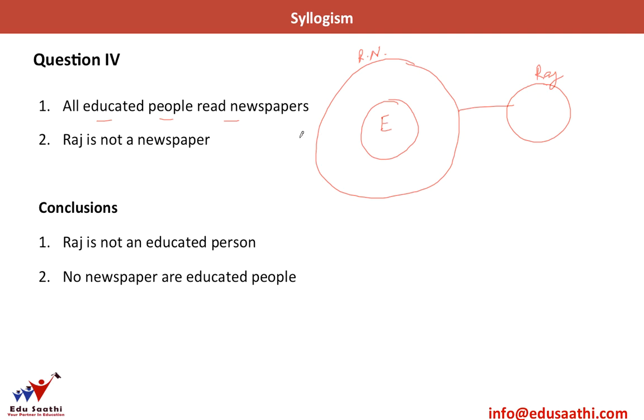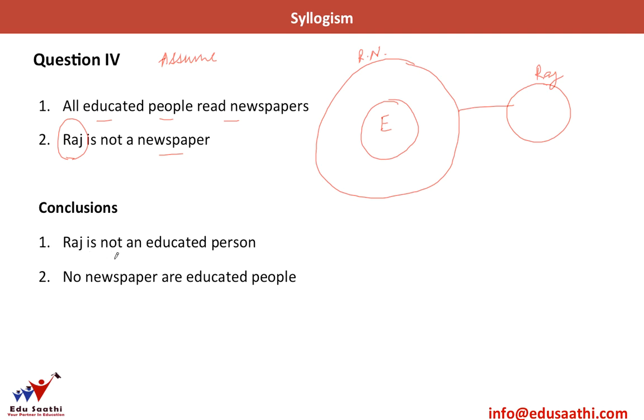Now I deliberately mentioned here Raj is not a newspaper because in the exam you generally get confused that Raj is the name of a person. How can he be a newspaper? And then you start thinking that the question in the exam is incorrect. The first thing I told you was never to assume things. Raj can be anybody here. Okay, so you do not assume anything. You'll only draw these circles and see if the conclusions follow.